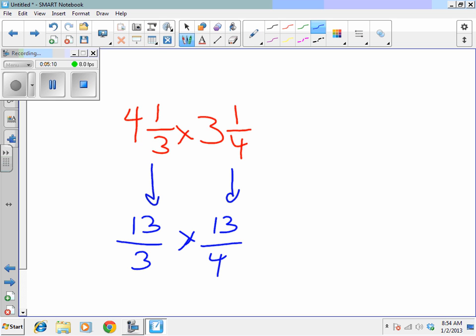Ariana? Why not? Louder. There is no number that 13 and 4 share. Very good. Excellent. What Ariana said was that there is not a greatest common factor of 13 and 4, and there's not a greatest common factor of 13 and 3. So I can't reduce. So I have to multiply the numbers as they are.